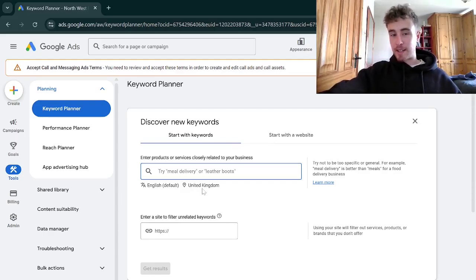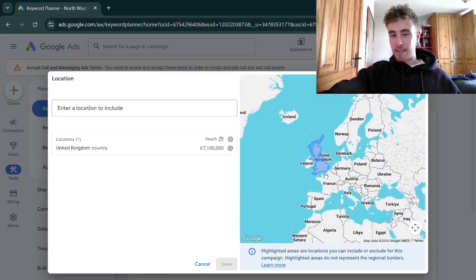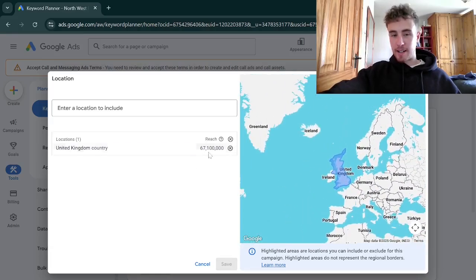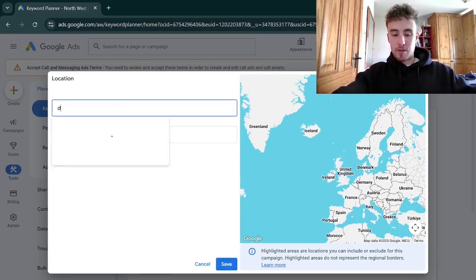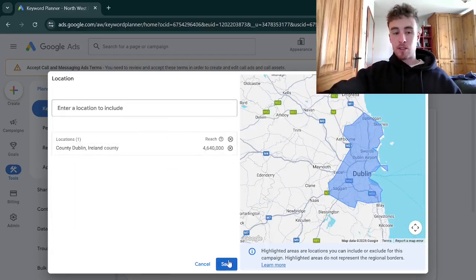And just to show you exactly how we do that, the first thing you want to do is come to location here. The chances are, as a service based business, you're not going to be targeting a full country. So what you want to do is target the specific city or county or state that you serve. We'll just go with Dublin here for this example and press save.